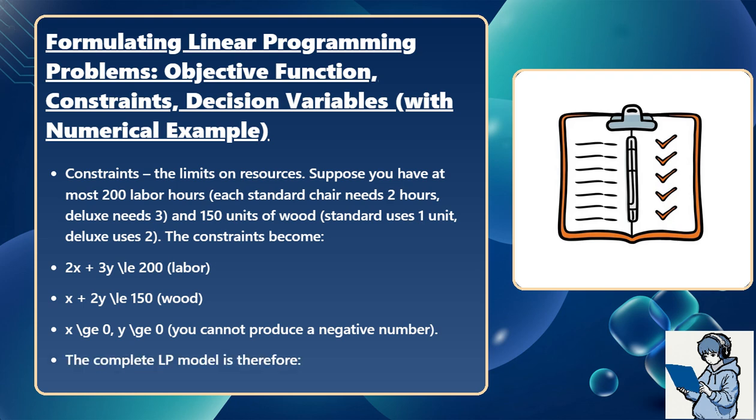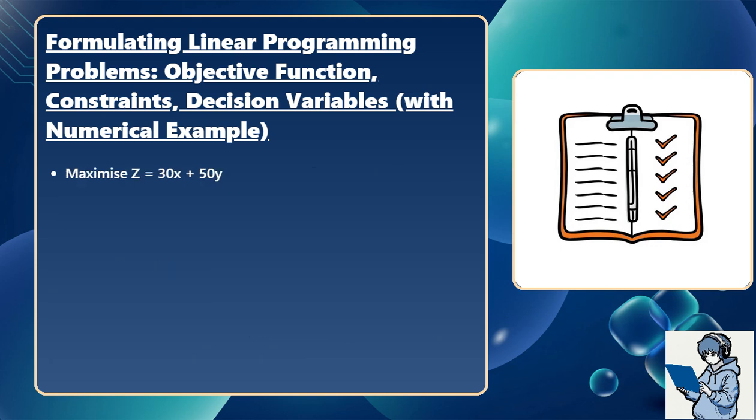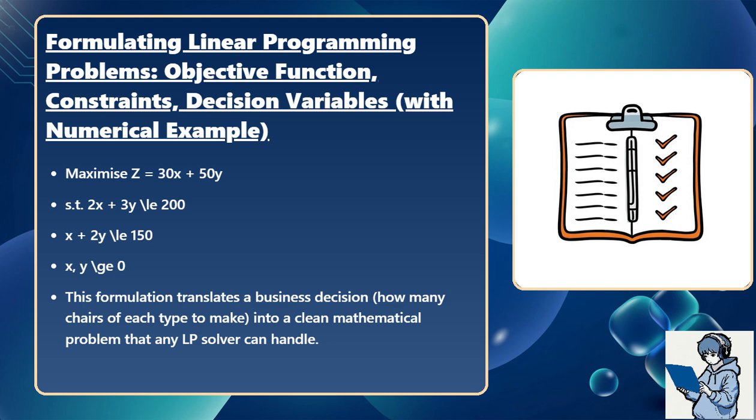The complete LP model is therefore: maximize Z equals 30x plus 50y, subject to 2x plus 3y less than or equal to 200, x plus 2y less than or equal to 150, x, y greater than or equal to 0. This formulation translates a business decision, how many chairs of each type to make, into a clean mathematical problem that any LP solver can handle.